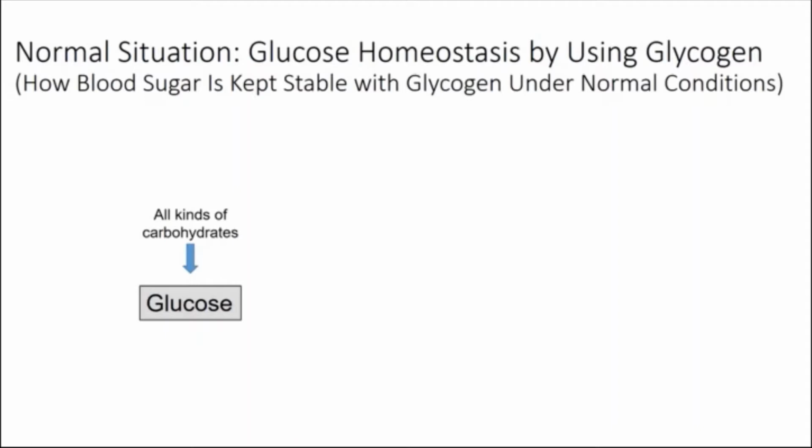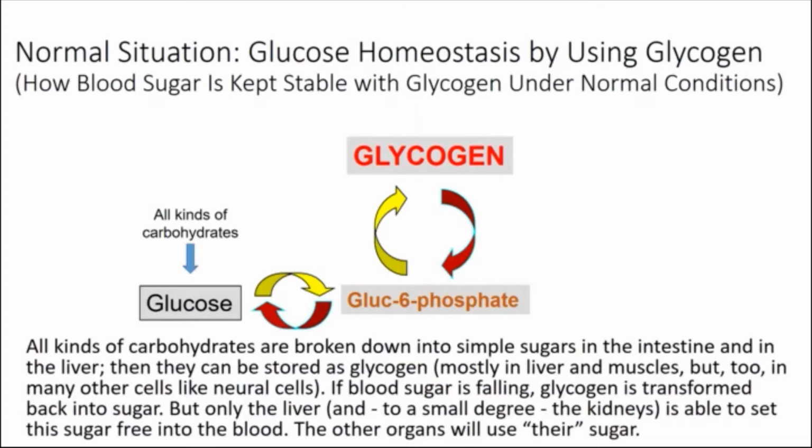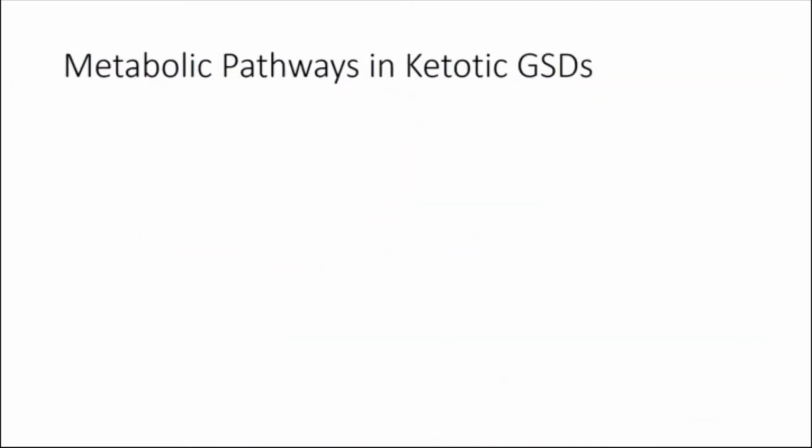How does the body keep blood sugar stable by using glycogen? Most of the carbohydrates will be transformed into glucose that then, through something called glucose 6-phosphate, will be stored as glycogen. That's mostly happening in the liver and in the muscles. If blood sugar is falling, then glycogen can be broken down back into glucose. The liver is able to set free glucose into the blood, while the other organs mostly use this sugar themselves. Why does this not work in persons with ketotic GSDs? I will show you in the next slides.